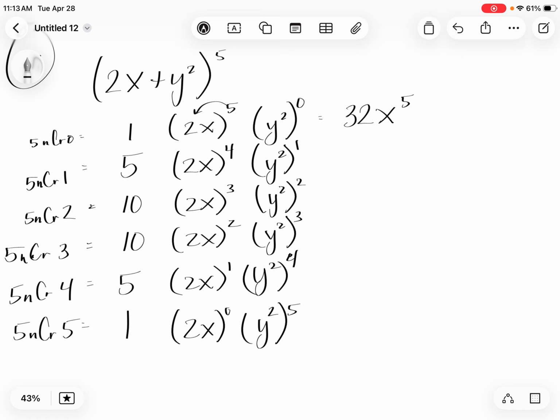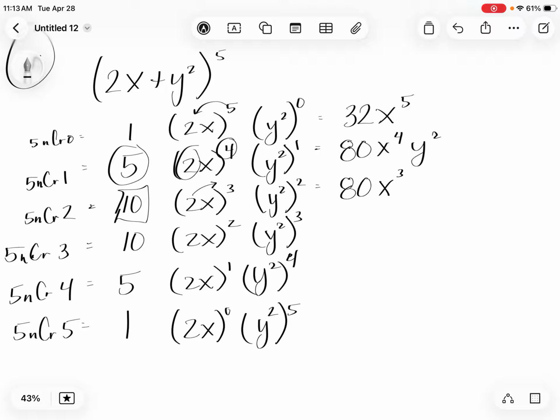Now, in my calculator, here's what I'm going to type for this next one. I'm going to type the 5, times 2 to the 4th, just so that way I can get the whole number right away. I have 80, and then it's x to the 4th, y to the 2nd. Again, same thing, 10 times 2 to the 3rd. Also 80.